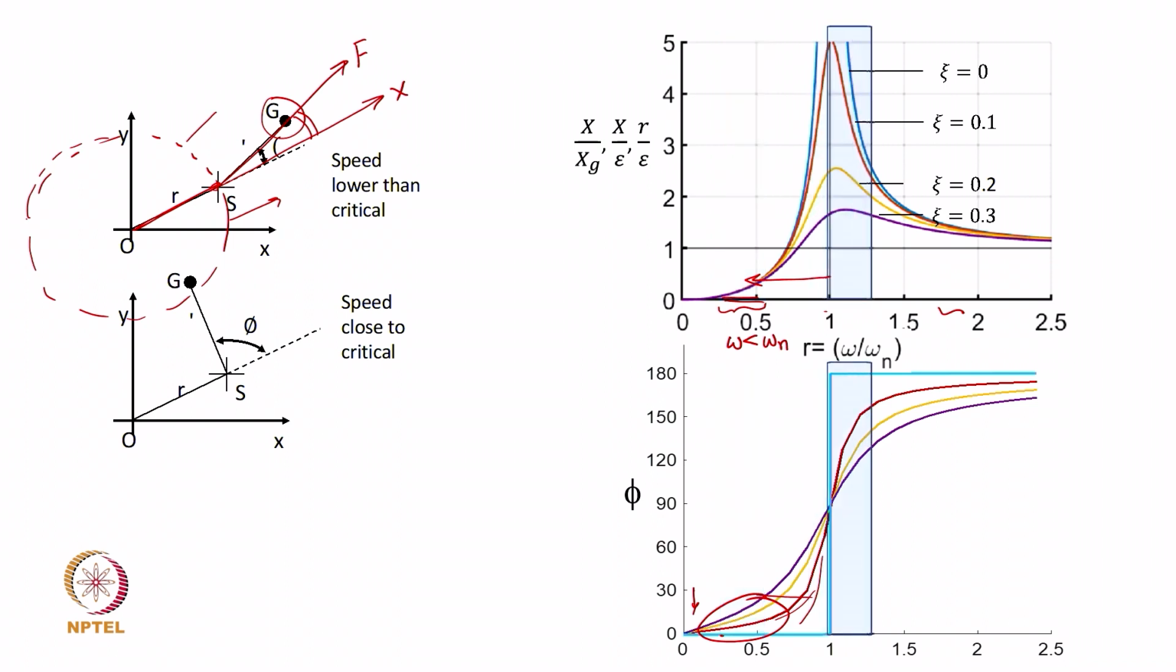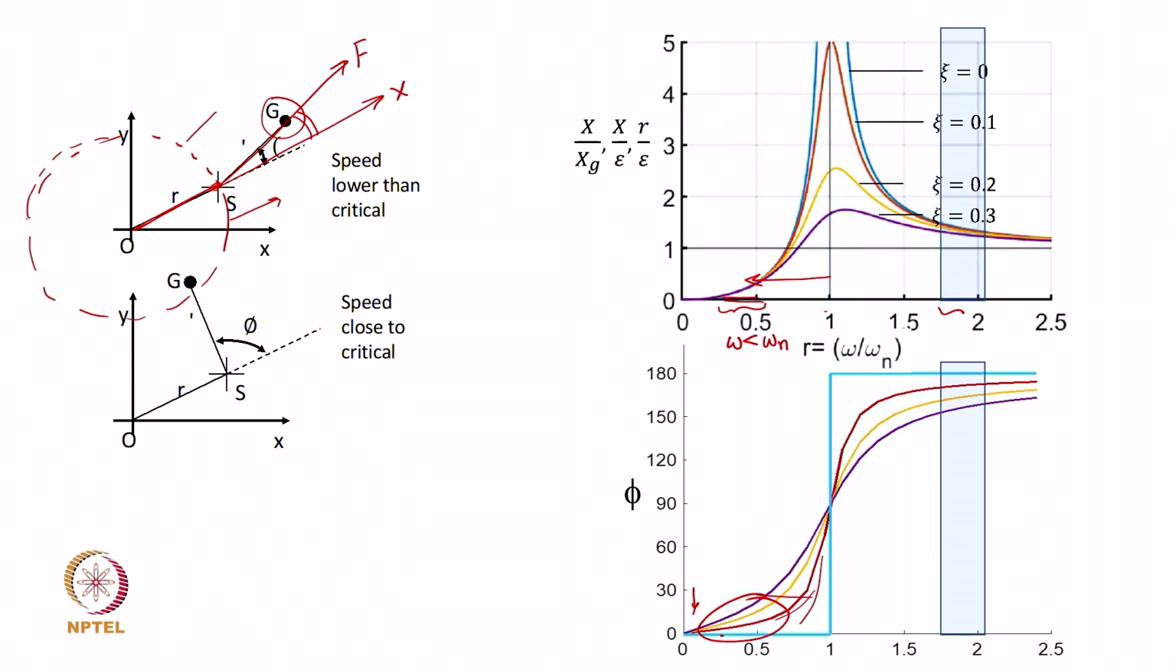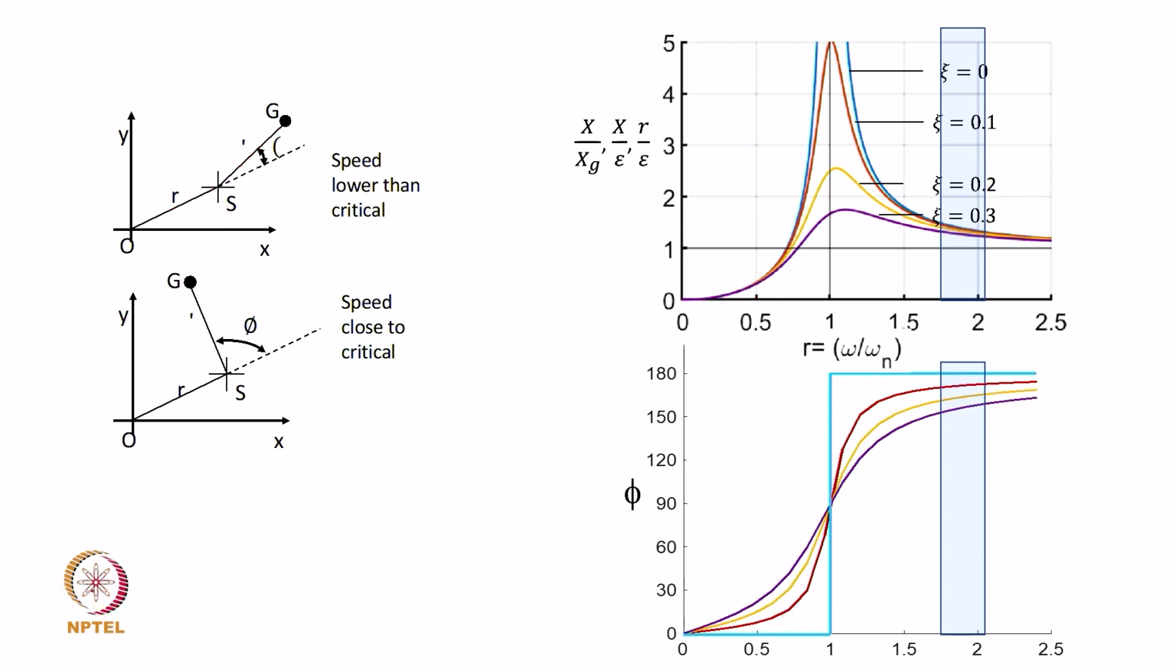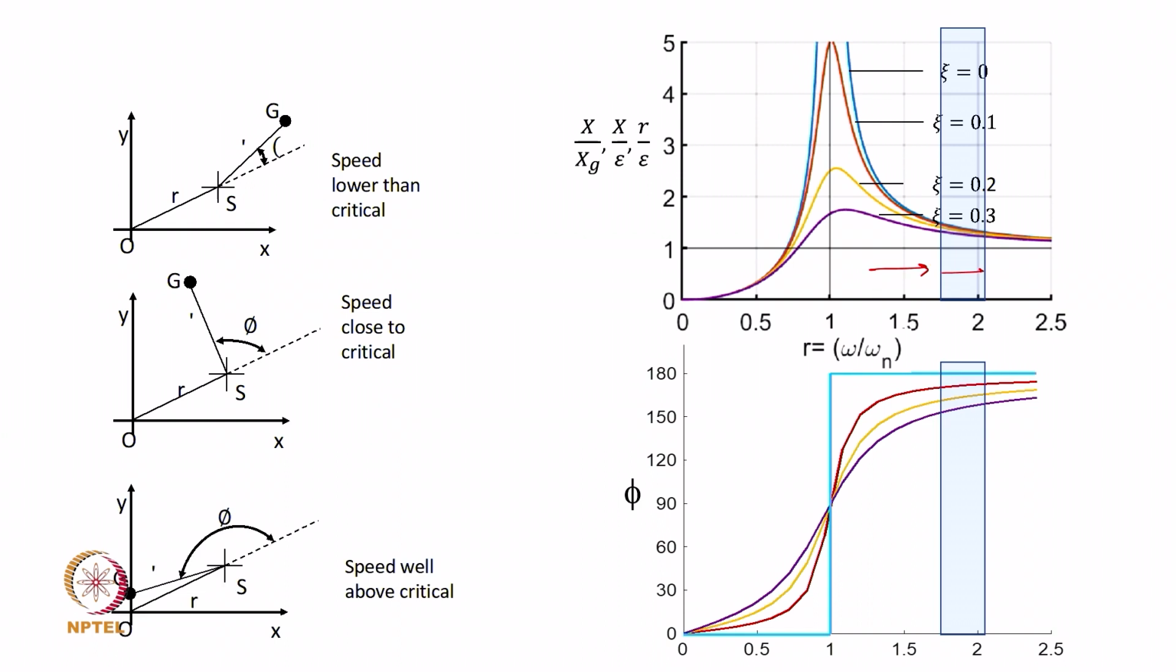On the contrary, if you operate post critical speed, that means you are operating at speeds more than resonance, maybe somewhere here, any speed more than the critical speed, the phase is now going to be an obtuse angle, because you can see that at any speed, irrespective of damping, the angle is more than say 150 degrees or so. So, it is close to 180 degrees as the damping reduces.